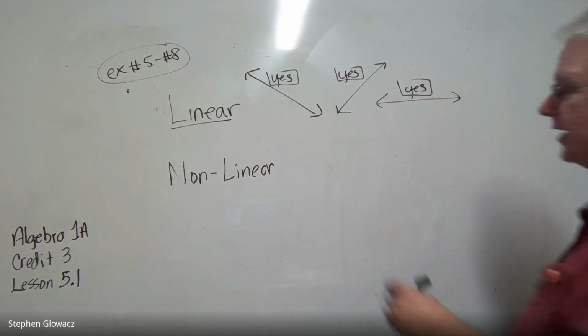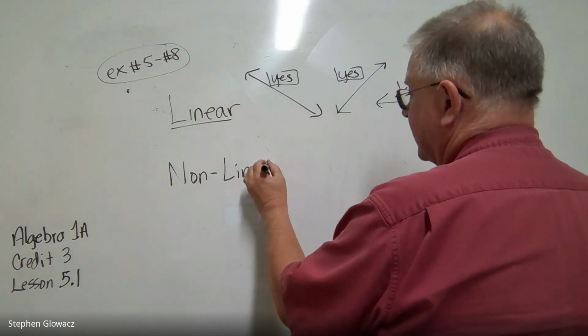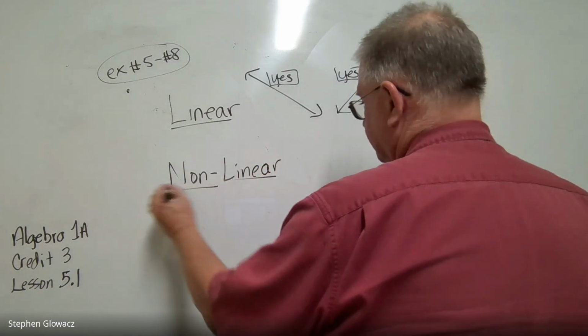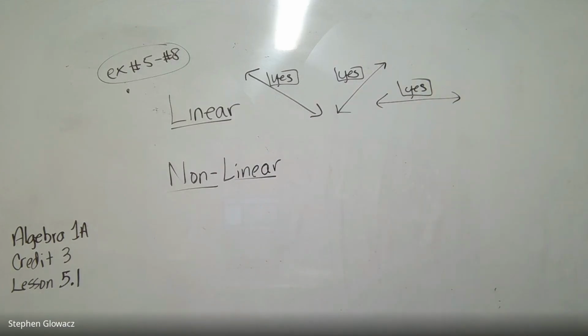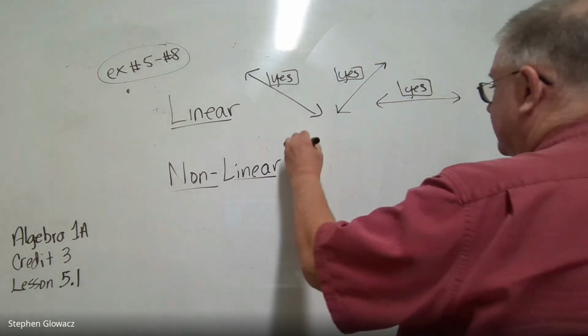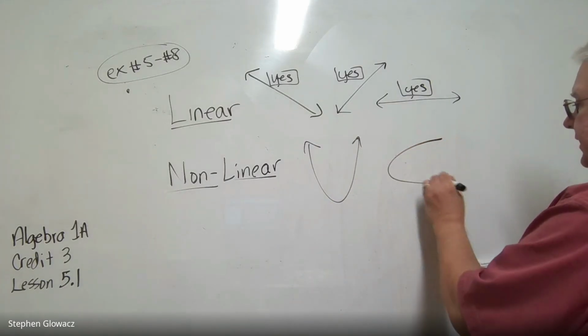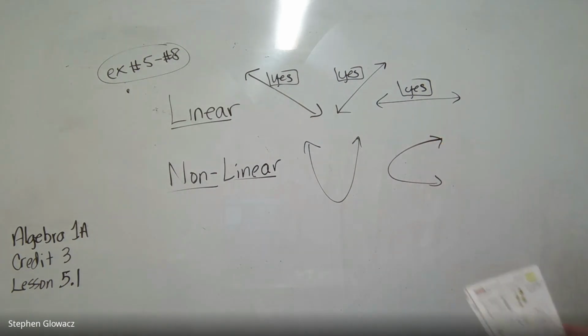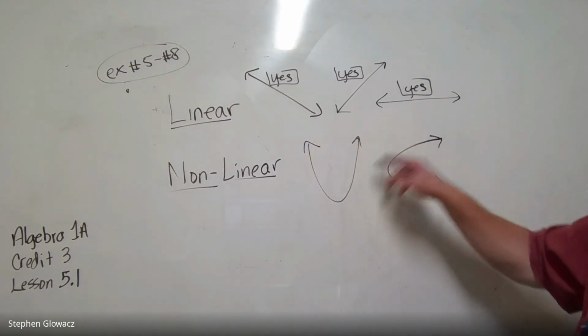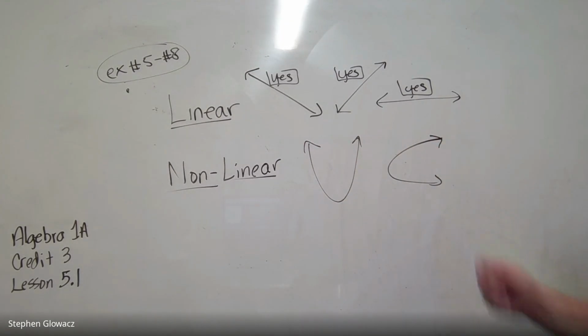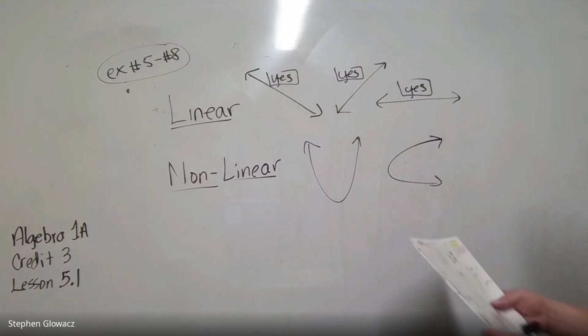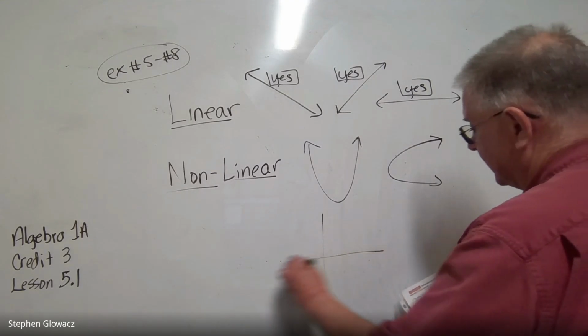Now, some nonlinear graphs. Let's say that we had a parabola, whether it's opening up, opening down, or opening sideways. That would not be linear because obviously this is curved, and so that's why it's not a line. A couple other examples might be something like this.